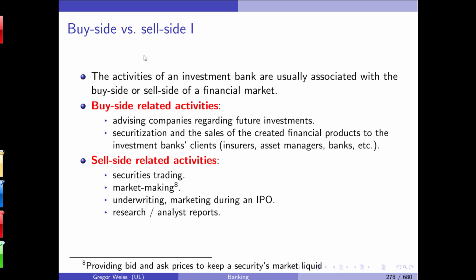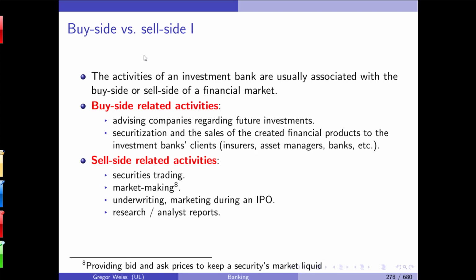The buy side includes advising companies regarding future investments, what to buy, securitization and the sales of the created financial products to the investment bank's clients. So again, the clients are buying something. And sell side related activities, if you are selling the securities on behalf of your clients. For example, in an IPO.